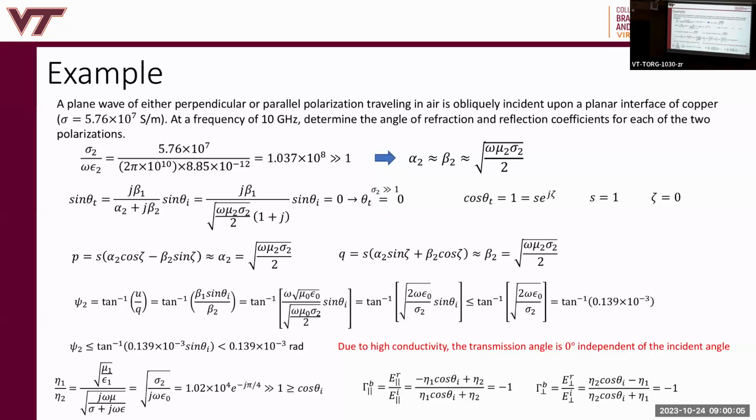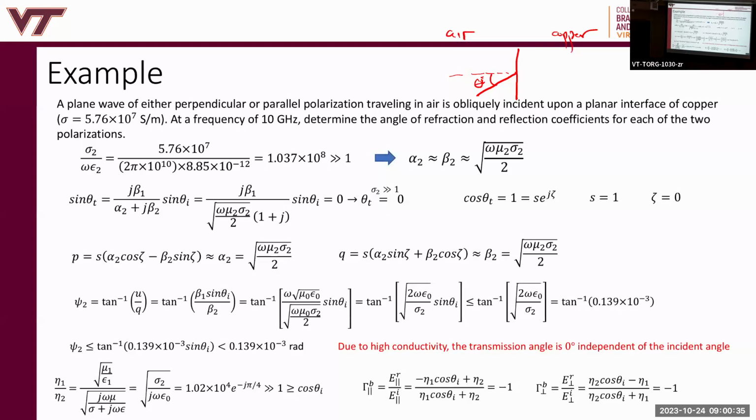So let's draw it first. What are we looking at here? We have a plane wave of either polarization traveling in air obliquely. So we have air in this medium. It's incident obliquely at some angle on a planar interface of copper. So over here we have copper. And the frequency is 10 gigahertz. Determine the angle of refraction and the reflection coefficients for each of the two polarizations.